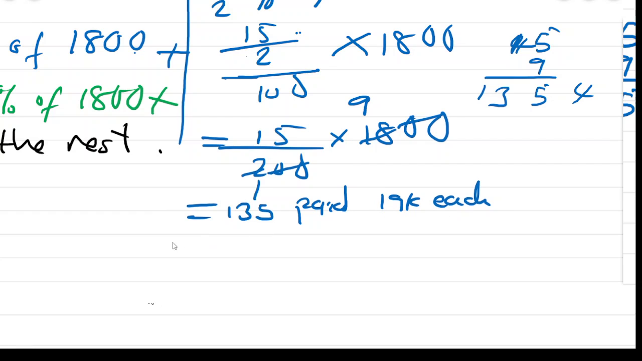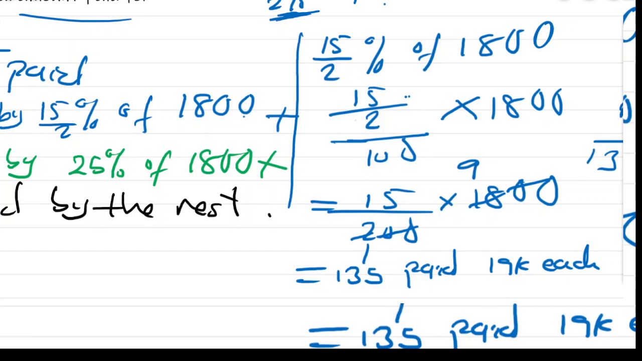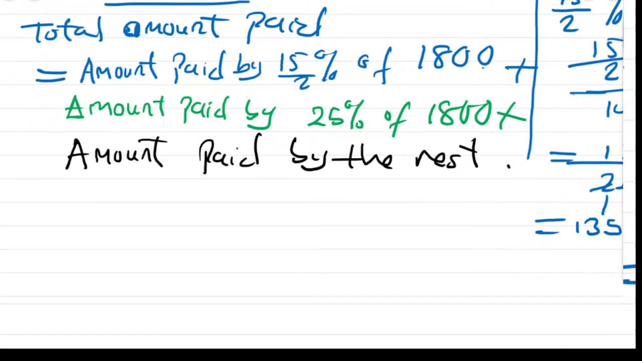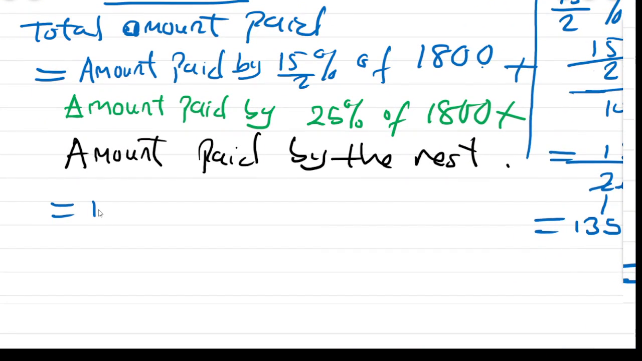So in all, for the blue part we get 135 multiplied by 19. Let's just punch it in the calculator here. So we are doing 135 multiplied by 19. So that is 2,565 kobo. That is for the blue part. Now let's find out the green part.